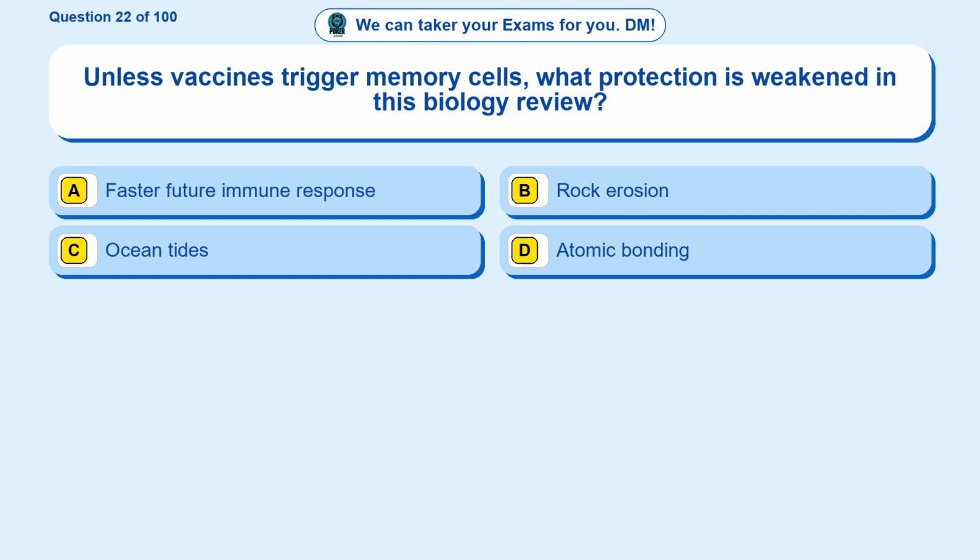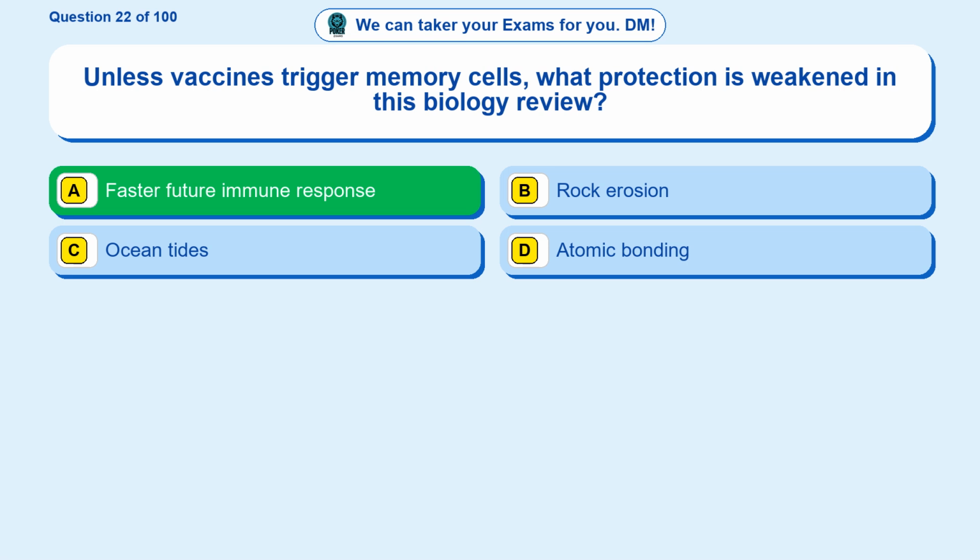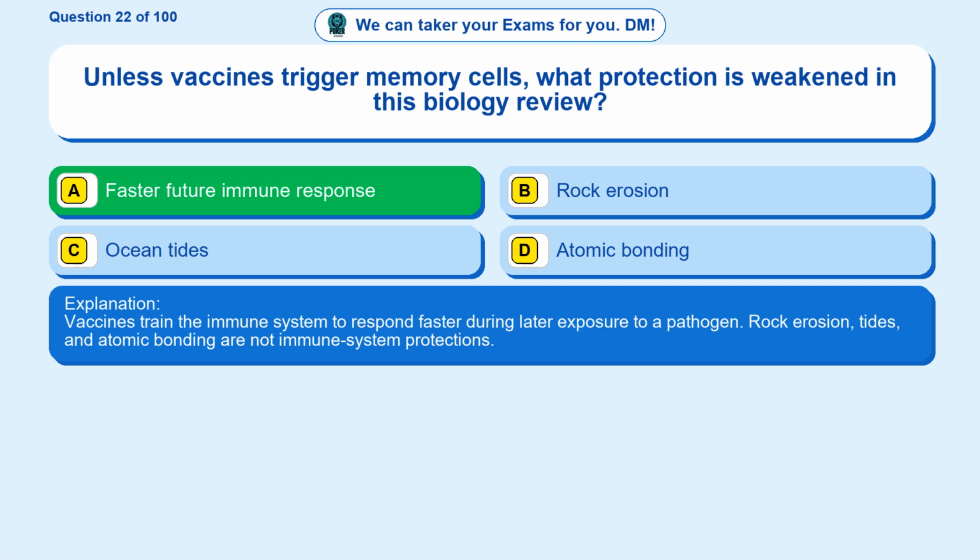Question 22. Unless vaccines trigger memory cells, what protection is weakened in this biology review? Option A. Faster future immune response. Option B, rock erosion. Option C, ocean tides. Option D, atomic bonding. The correct answer is option A. Faster future immune response. Vaccines train the immune system to respond faster during later exposure to a pathogen. Rock erosion, tides, and atomic bonding are not immune system protections.